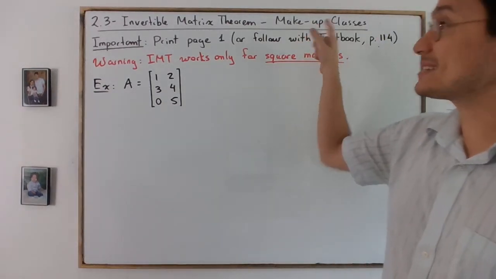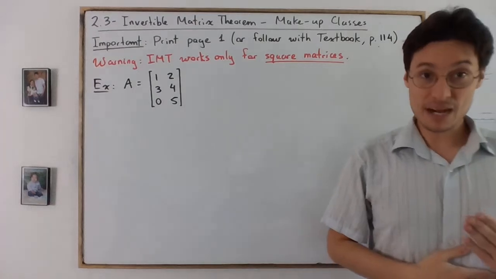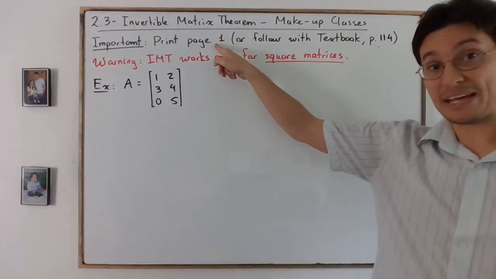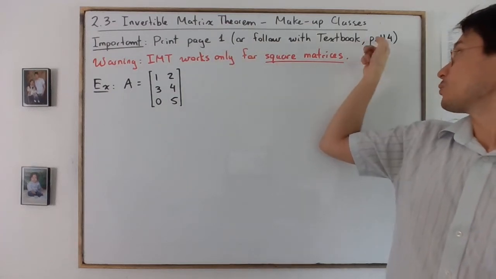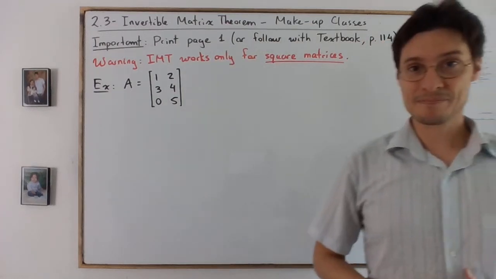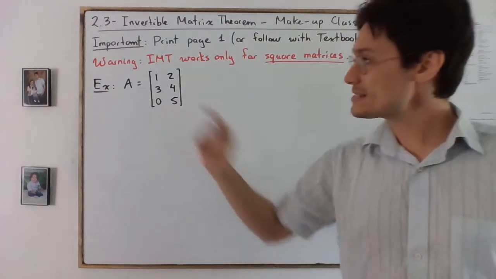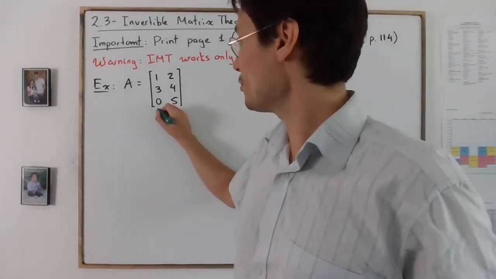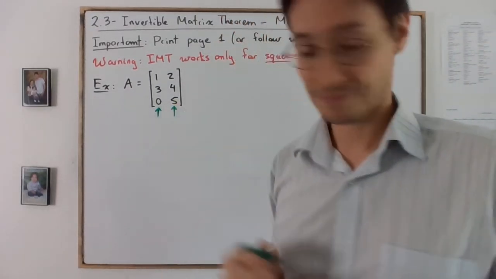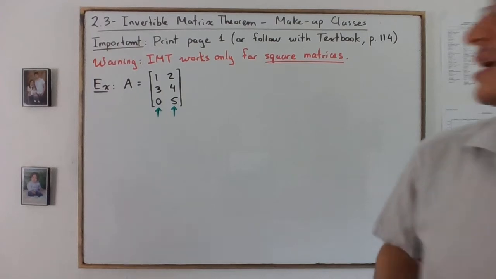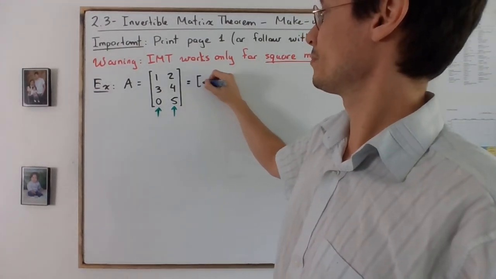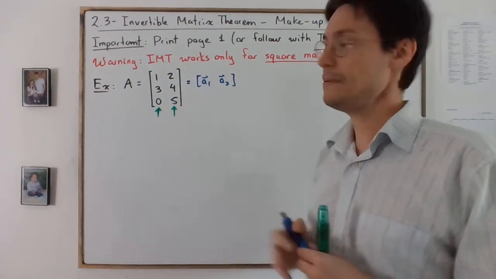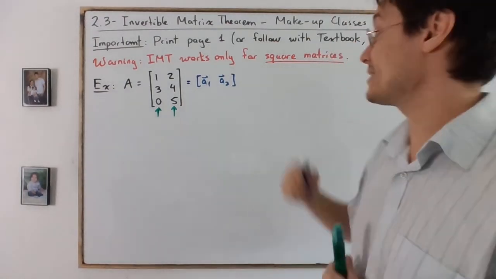So again, this is the second video of the makeup classes on the invertible matrix theorem. Please either have page 1 printed or follow along with textbook page 114. Okay? And this is the example. What I want you to notice is that if you look at the columns here, let's label them A1, A2. They are linearly independent.